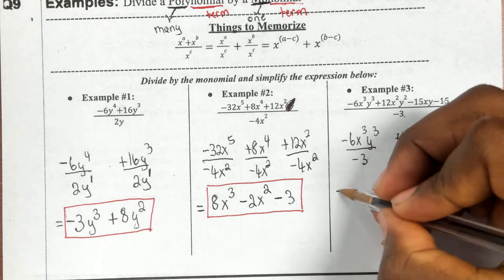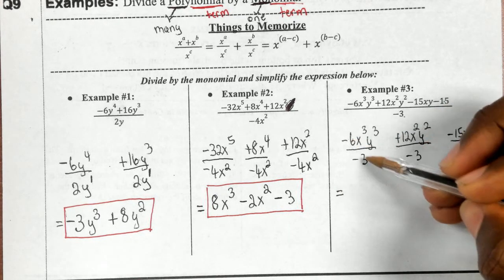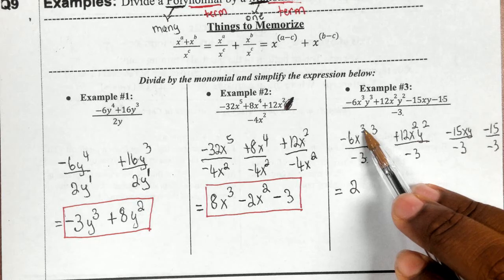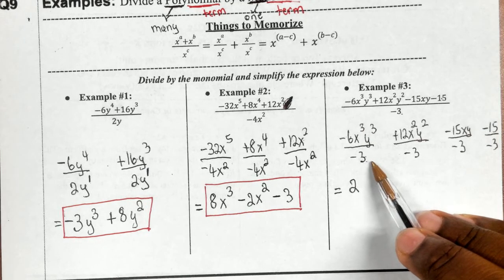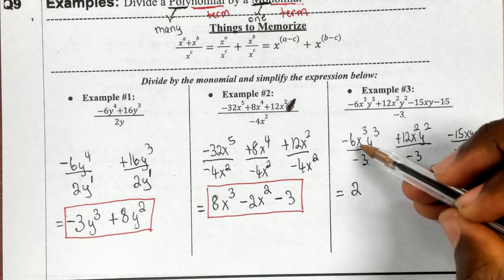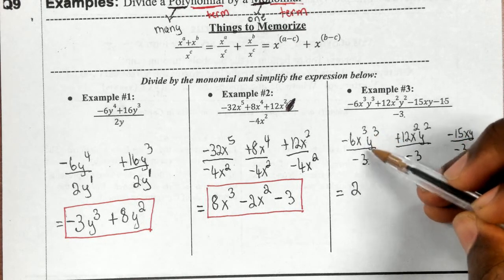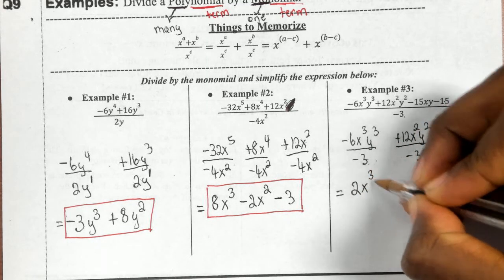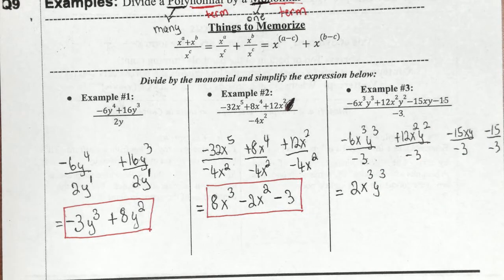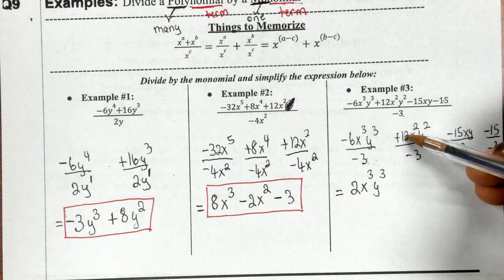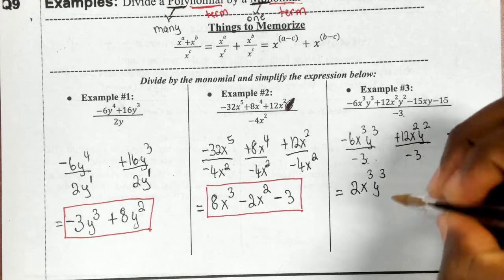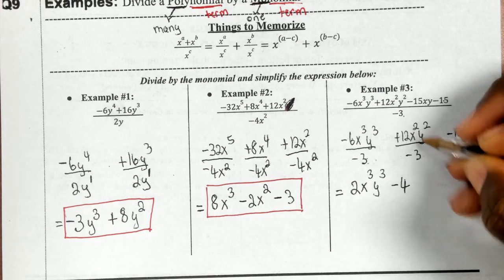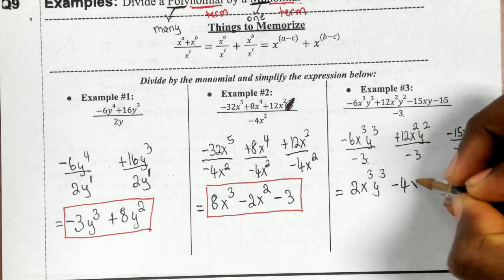First, we divide the numbers in front. When we simplify, negative 6 divided by negative 3 is positive 2. We have an x to the third power up here, but do we have any x's down here? No. So I'm not dividing by any x's. My x to the third power and y to the third power, because there's no y's down here either, are going to stay the same. Now I'm at my next term. Positive 12 divided by negative 3 is negative 4. I'm not dividing by any x's or y's, so my x squared and y squared stay the same.